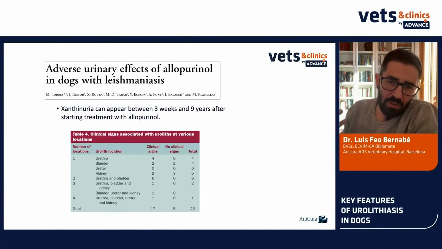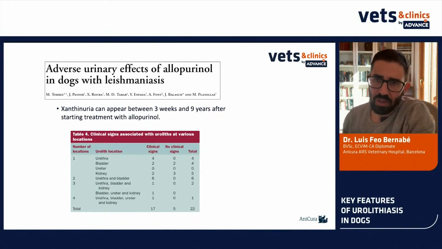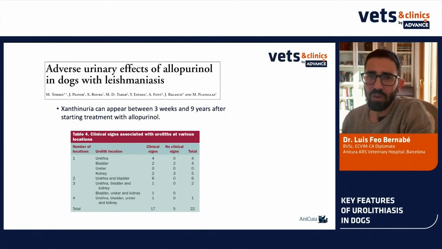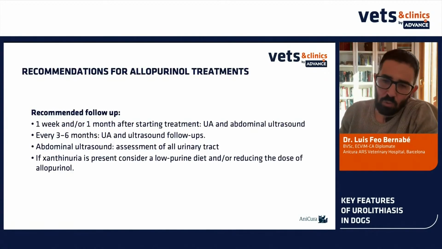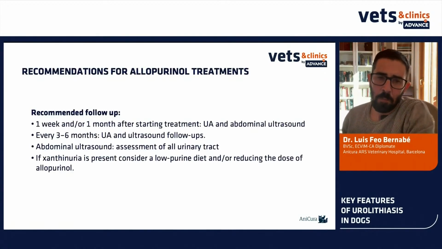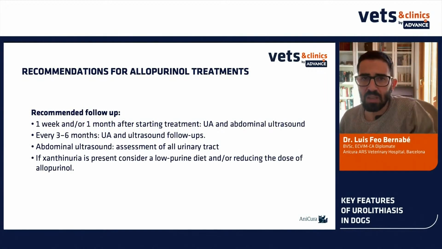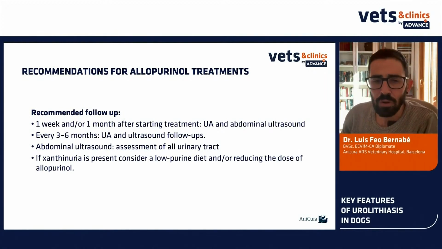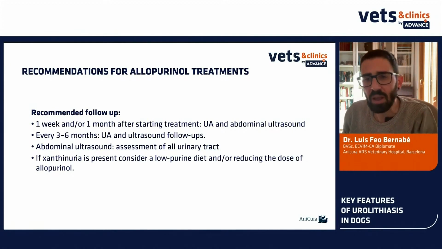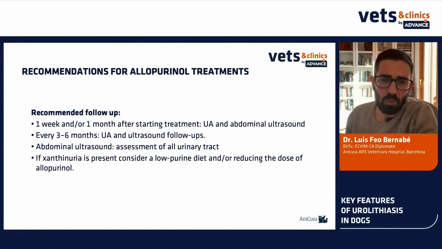And also, it's very interesting because xanthinuria can appear between 3 weeks and 9 years after starting the treatment with allopurinol. So it's very important that every time you are giving allopurinol, you need to have a plan to monitor this patient. This is one of my recommendations in cases where you are giving allopurinol and you suspect that this patient could develop xanthinuria.